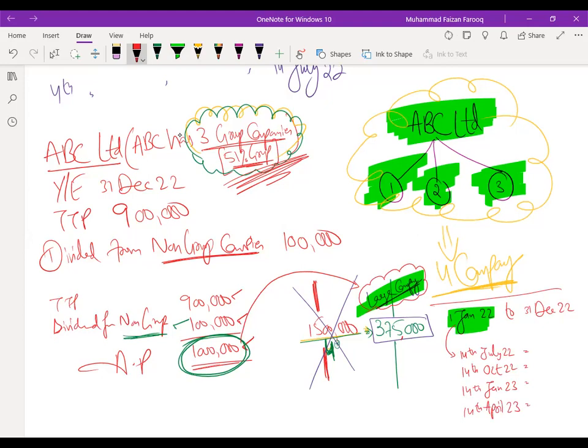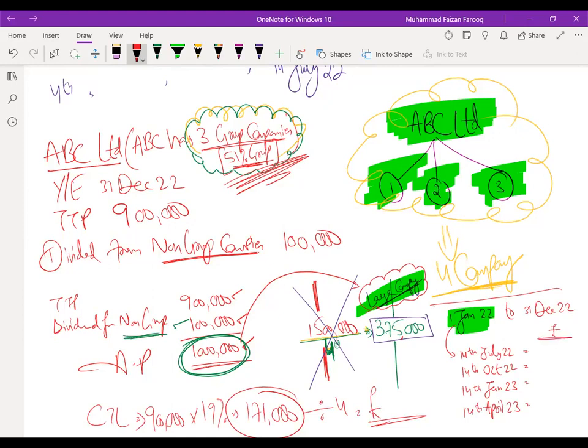Then the liability was how much? Corporation tax liability, you just calculate it for me, no? 171,000. This is total, no? So divided by 4, one installment will be how much? 42,750. Divide by 4. This answer is my installment amount.